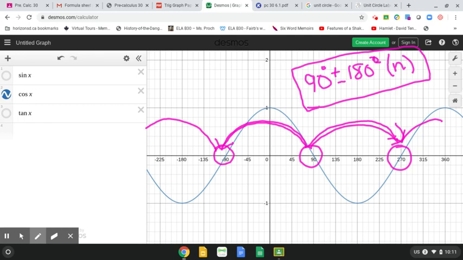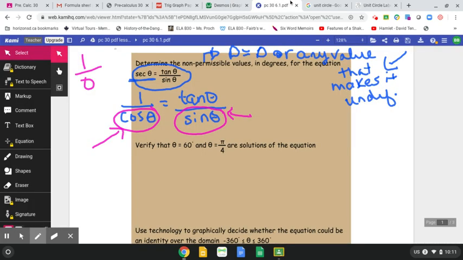Just cos. So we only actually did one part of this question, just this part right there. So I'm just going to write it over here. So 90 degrees plus or minus 180n. That was one of them.